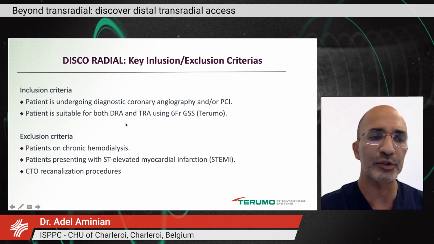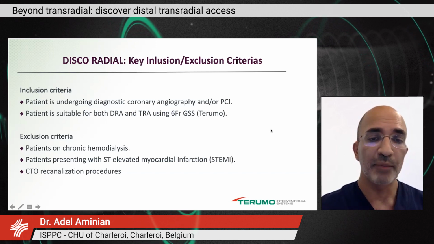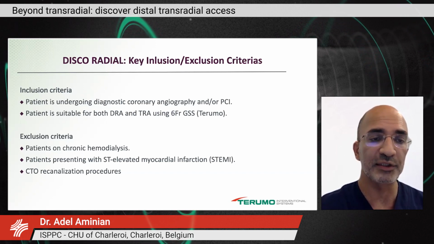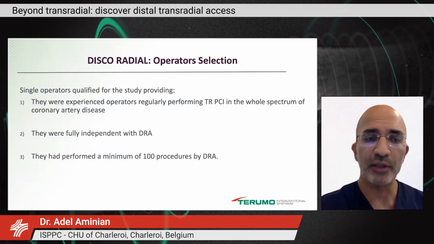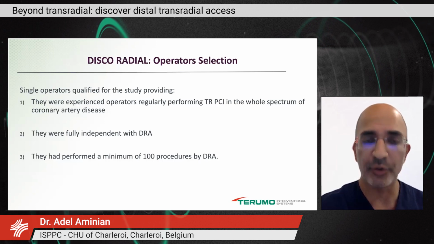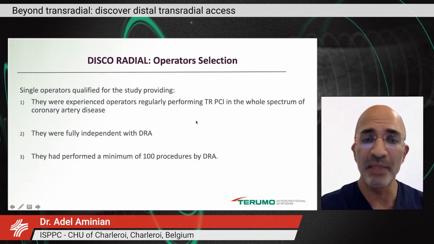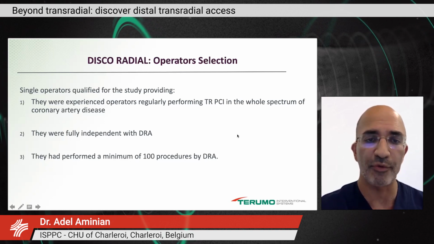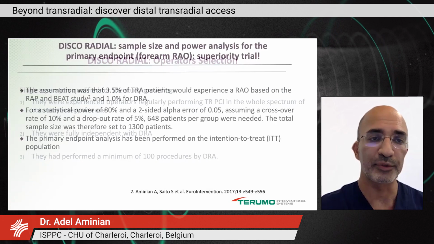And we had very few exclusion criteria, which were basically patients on chronic hemodialysis, patients with ST elevation MI, and also CTO procedures. One of the main aspects of the trial was that operators entering this trial had to be fully independent with distal radial access, with a minimum of 100 procedures performed through distal radial access, to have a fair comparison between the two groups.